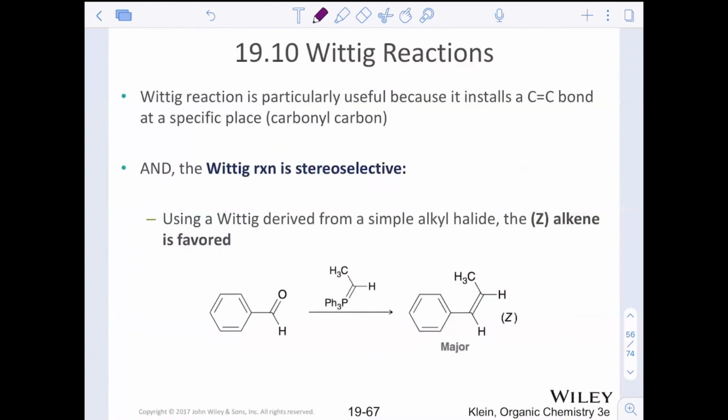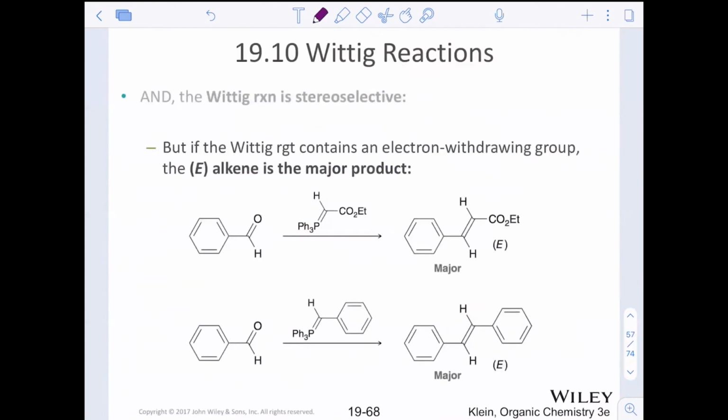Wittig is particularly useful because it installs carbon-carbon double bonds in place of the carbonyl. And the Wittig is stereoselective, so Z alkenes are typically favored in this reaction. Good to know. Z alkenes, cis, right? But if the Wittig reagent contains an electron withdrawing group, then the E alkene is the major product. So that's good to remember.